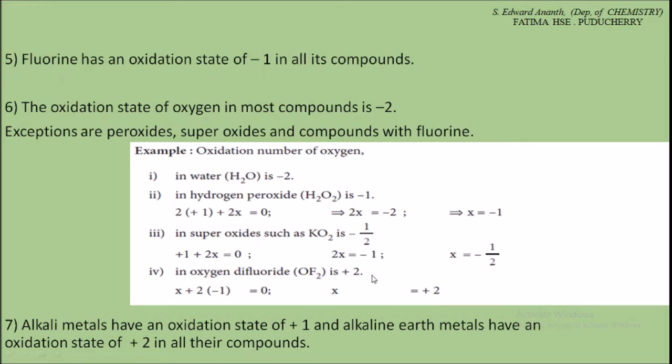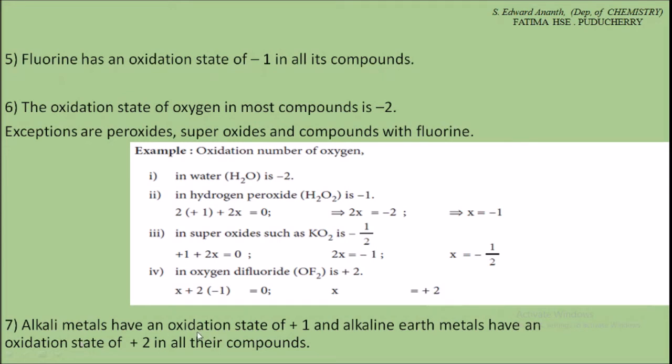Oxygen difluoride. Oxygen difluoride க்கு ஆக்சிஜன் உடைய ஆக்சிடேஷன் நம்பர் +2. எப்படி இந்த +2 கிடைக்குது? ஆக்சிஜனுக்கு தெரியல. Let me keep it as x plus ரெண்டு ஃப்ளூரின் இருக்கு. ஒரு ஃப்ளூரினுக்கு -1. அப்போ 2 into -1 is equal to 0. அப்போ x is equal to +2. அப்போ oxidation number of oxygen in most of the compounds is -2, whereas in peroxide you give it as -1, superoxide as minus half, and compounds with the fluorine you have to term it as plus 2.